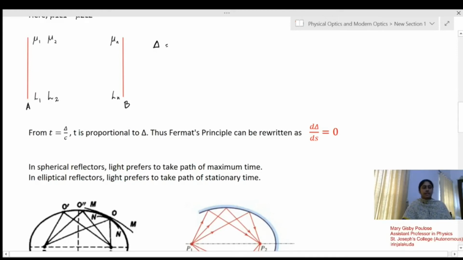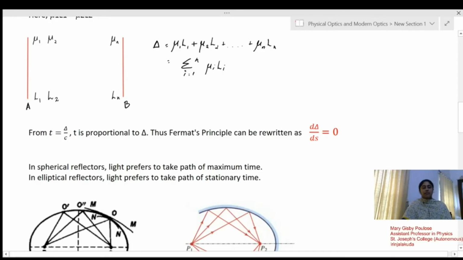That is, in the first layer, if the refractive index is mu1 and the geometrical path length is L1, the optical path length there is mu1 L1 plus, in the second medium, if the refractive index is mu2 and the geometrical path length is L2, you get the next term mu2 L2, plus likewise till the last layer of refractive index mu n and geometrical path length Ln. So the optical path length between A and B can be written as a sum of products. This can be simplified using summation, i from 1 to n, mu i Li.